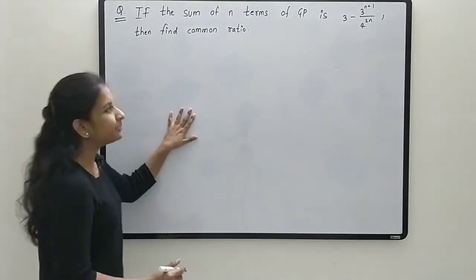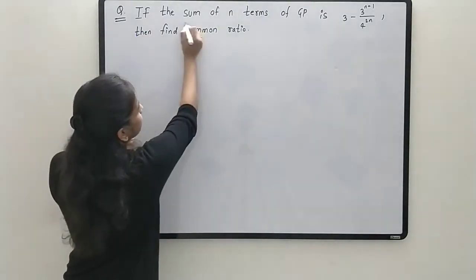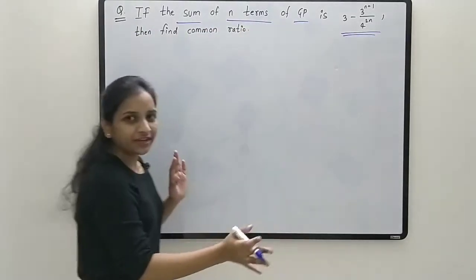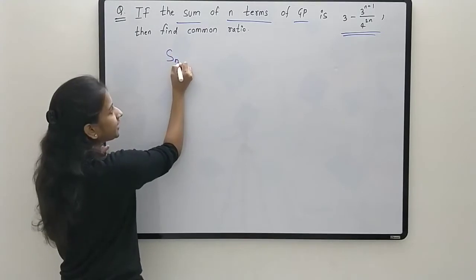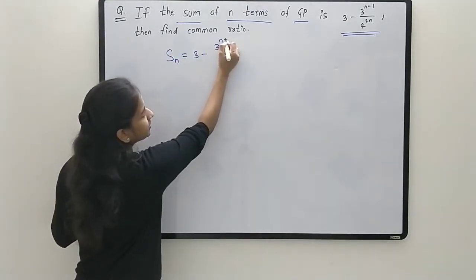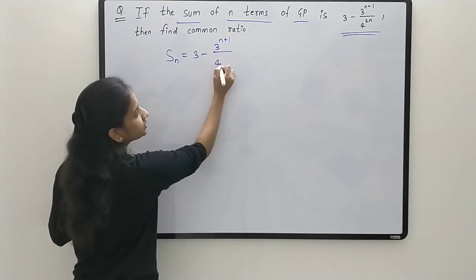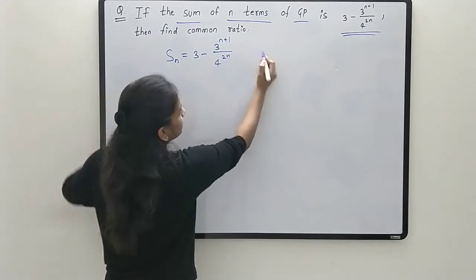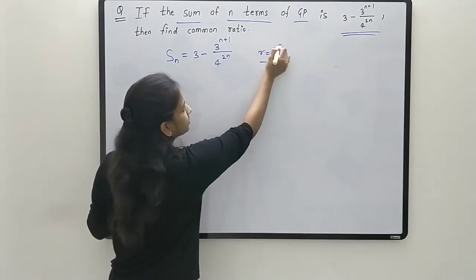Now let's solve this problem. See what is given? If the sum of n terms of GP is this. So sum of n terms is already given. So we can write Sn, sum of n terms is equals to 3 minus 3 power n plus 1 divided by 4 raised to 2n. Okay. Then find the common ratio. Then we have to find R, common ratio.